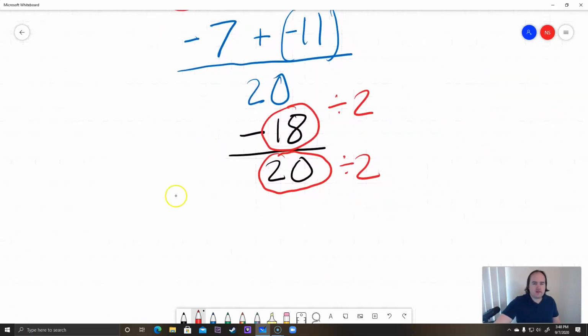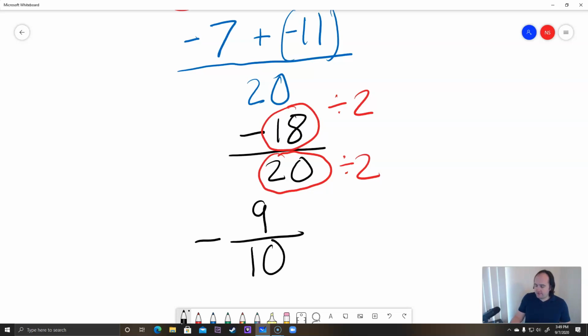Okay, so after we do that, I can bring this minus out front. So we're going to have minus, 18 divided by 2 is 9. And then 20 divided by 2 is 10. So we get -9 over 10, or -9/10.